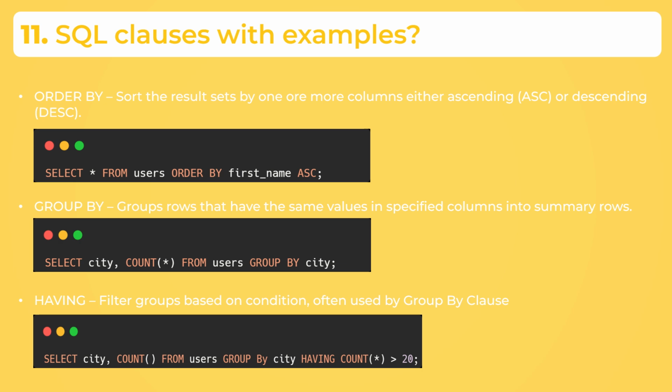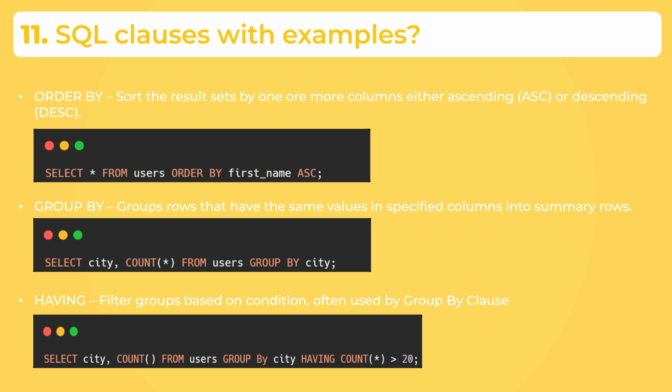Another one is group by. It groups the rows that have the same values in specific columns into summary rows. For example, select city, count(*) from users group by city. Here we select the name of the city and then count each row associated with that city column. For example, if there are 10 people from Mumbai, it returns the row with Mumbai and count 10, that way.